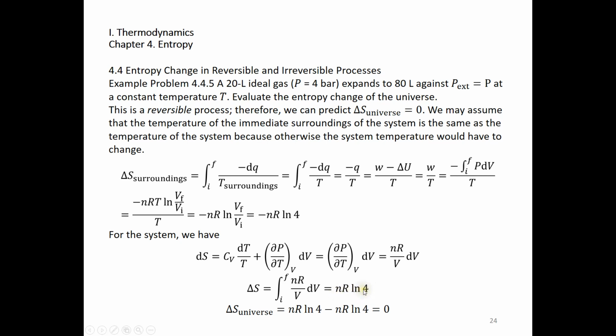This is nR ln4. So for the surroundings, the entropy change is negative. For the system, the entropy change is positive. For this problem, they cancel. The entropy change of the universe is exactly 0.